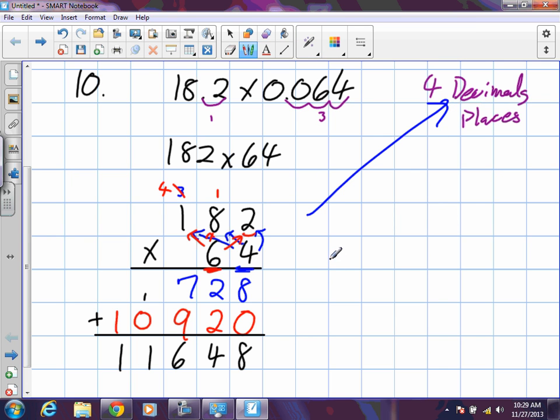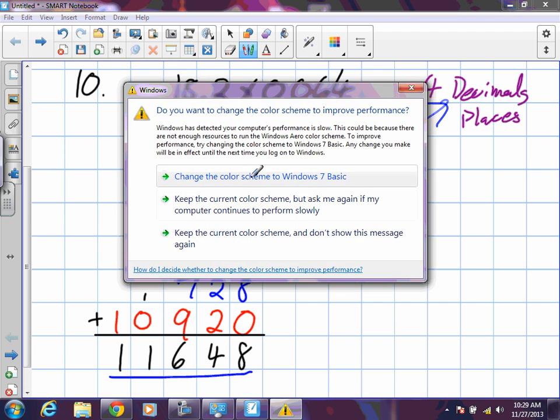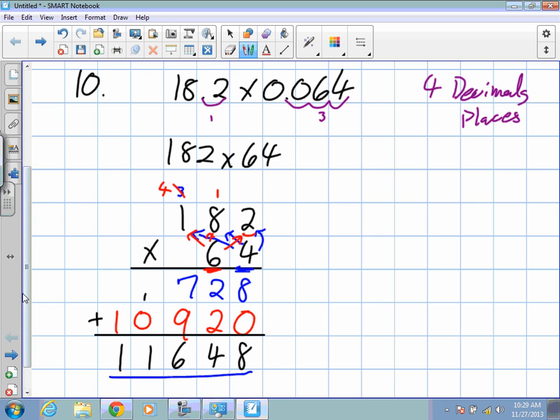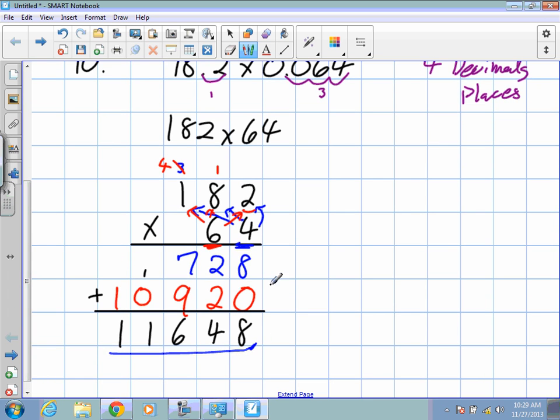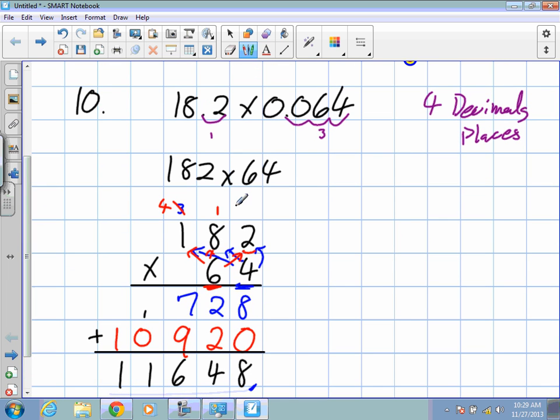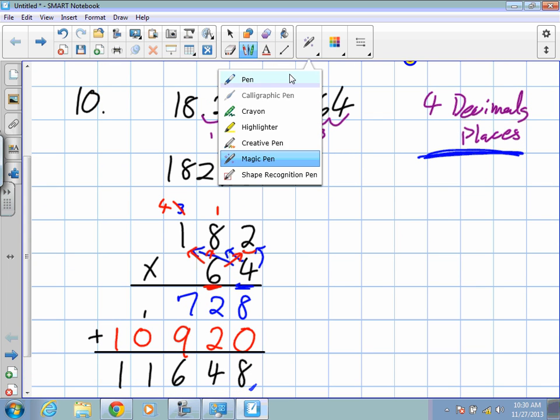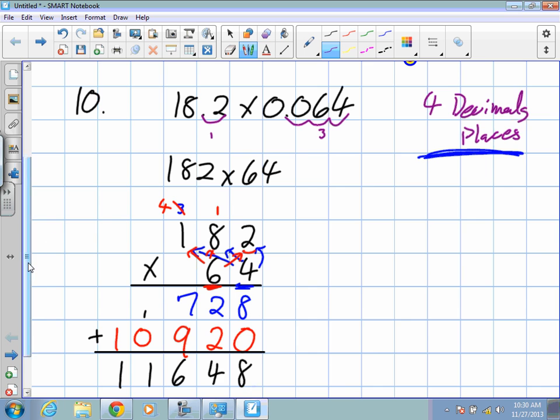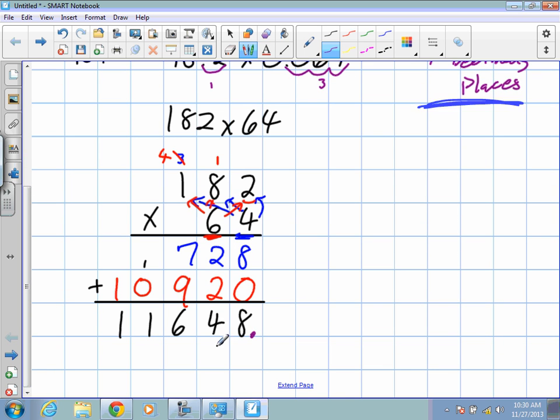We have to actually incorporate them into the final answer here, okay? So what we're going to do is we're going to start at the very lowest number, and we have to count the number of decimal places that were all together. So we figured out at the beginning of the question there were 4, okay? So we're going to start to the right of 8, and we're going to count 4 decimal places to the left. So 1, 2, 3, 4. Okay? So this is where our new decimal is, which makes this number what?